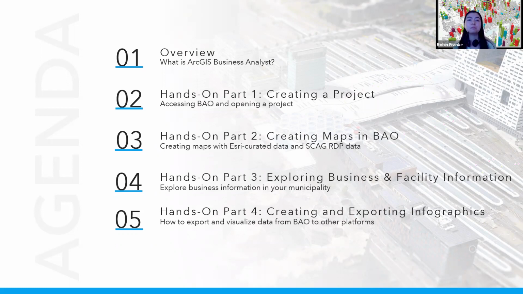Then we'll create maps in BAO that includes smart maps as well as color-coded maps. Then we'll continue to do a business and facility search and pull up third-party data information from the application for our jurisdiction of choice that we want to explore. And then we'll learn how to create visuals in Business Analyst, which includes infographics and reports. So that is the agenda today. And if we do have some time left over at the end, we can use that to explore additional functionality.